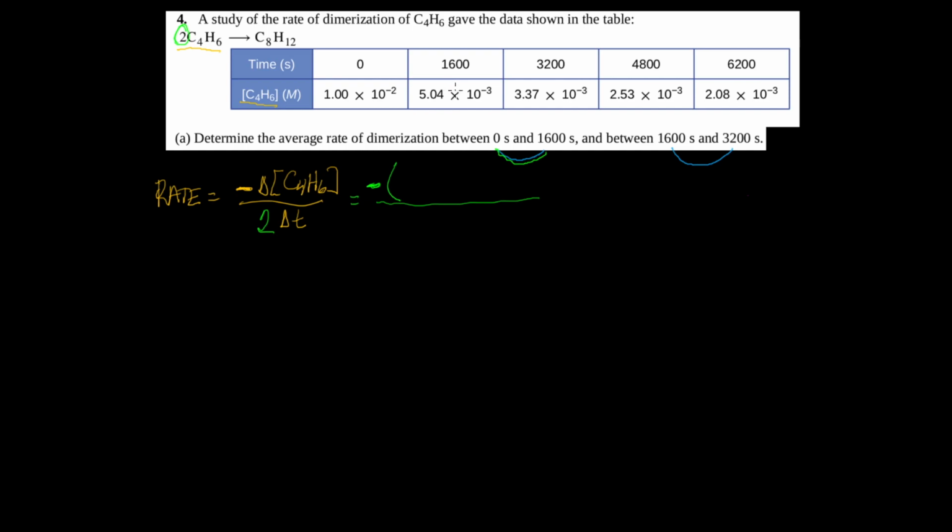The final concentration is going to be at the 1600 seconds. That's 5.04 times 10 to the minus 3. And the initial concentration is going to be 1.00 times 10 to the minus 2. Now you might be wondering, why do we have this negative sign here? It's because when you do final minus initial, you're going to get a negative number, and so that's why this negative sign is here. It's so that the rate is always a positive quantity. We want to divide by 2 times the change in time, so that's final time minus initial time.